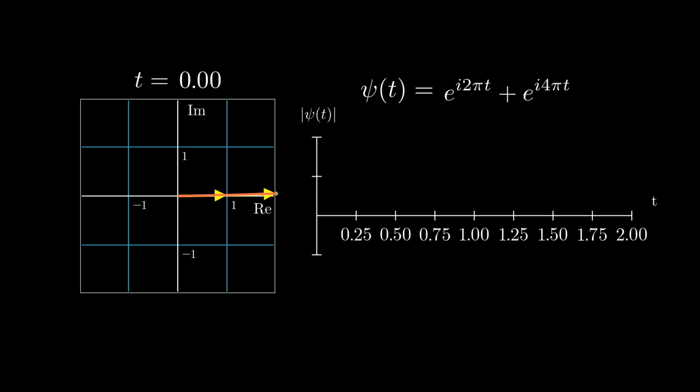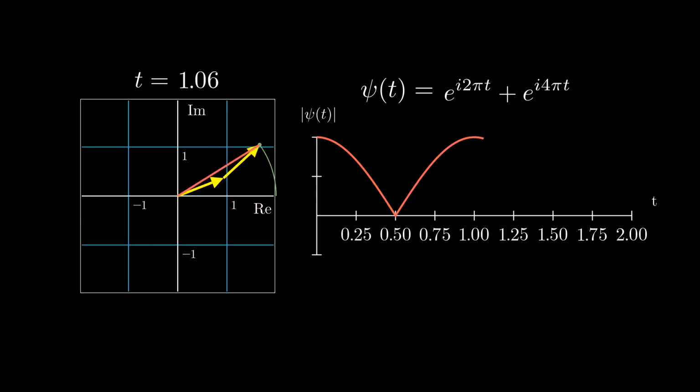They begin both pointing in the same direction, giving a modulus of 2. After a quarter of a second, one has rotated a fourth of the way around the circle, while the other has rotated half the way around. Now they don't both point in the same direction, so the modulus is less than 2. After half a second has passed, one number has rotated half the way around the circle, while the other has made a full rotation, meaning they are pointing in exactly opposite directions. The modulus of the sum is now 0.